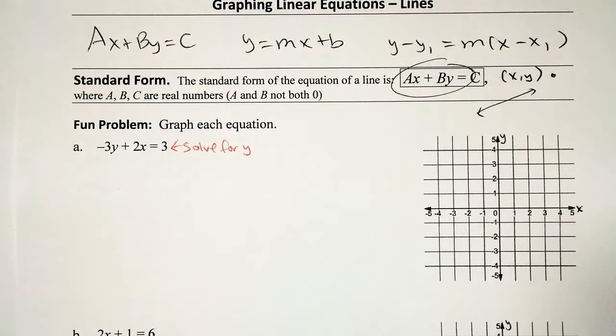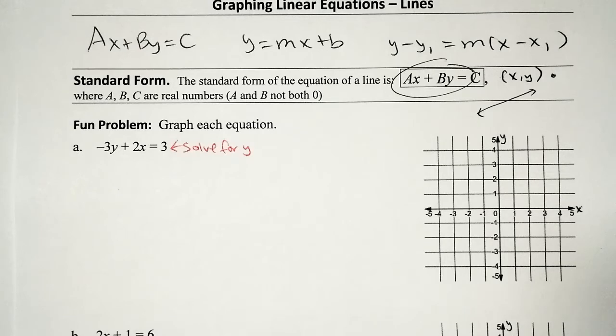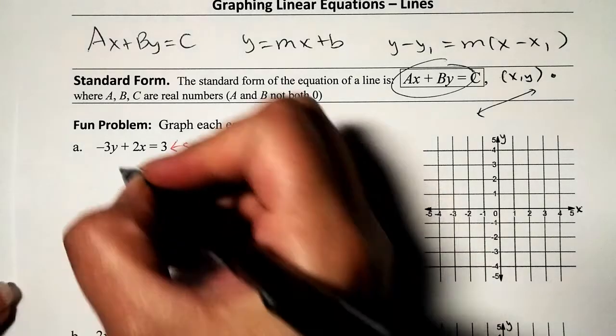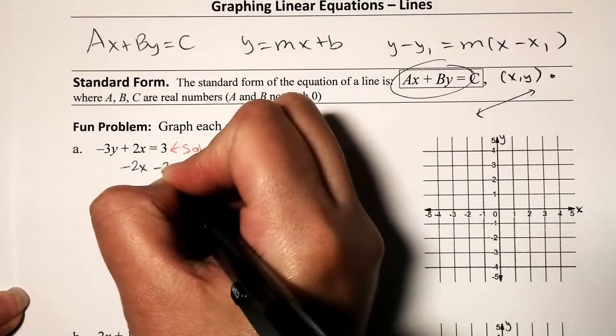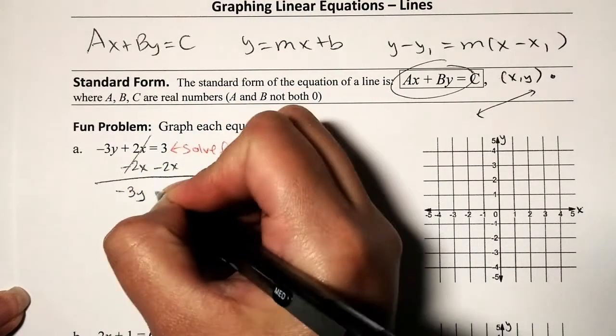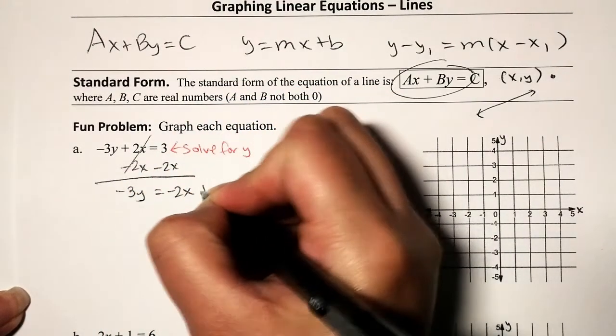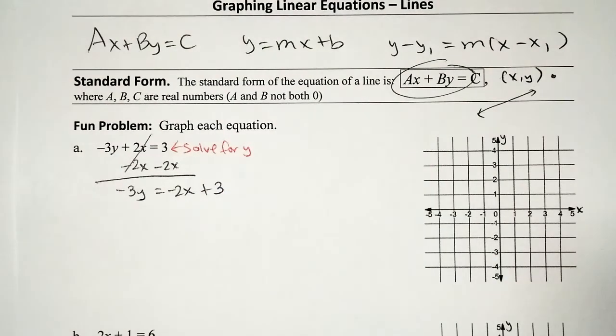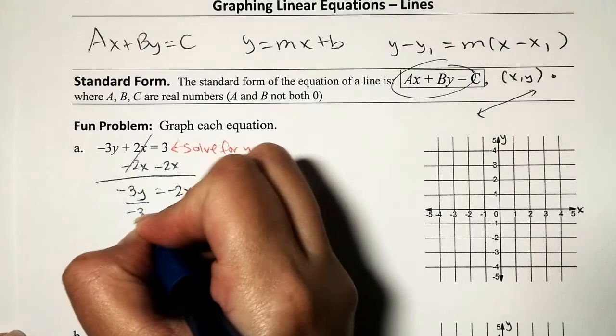Now the question is, do we really have to solve for y? What if I wanted to solve for x? You can totally solve for x, but for reasons that will be explained in a later segment, we usually solve for y. So work your magic, isolate the y term. Let's subtract 2x from both sides. When we do that, that will leave us with negative 3y is equal to negative 2x plus 3. To isolate the y, to get rid of the times negative 3, let's divide both sides by negative 3.